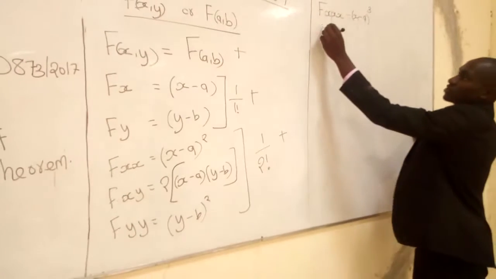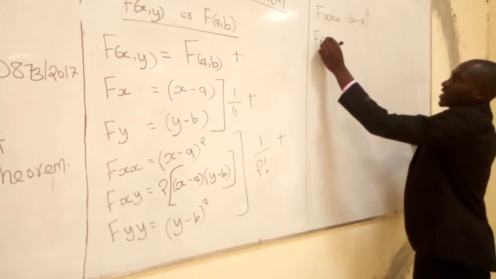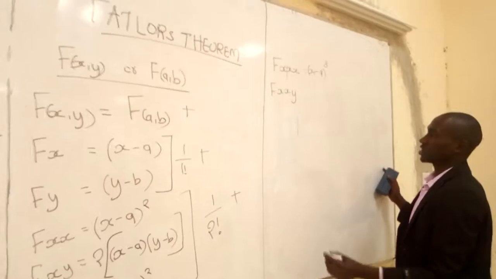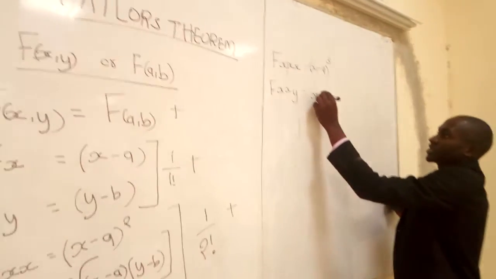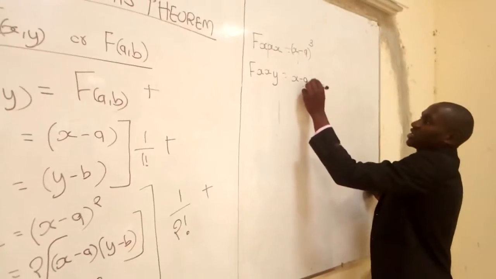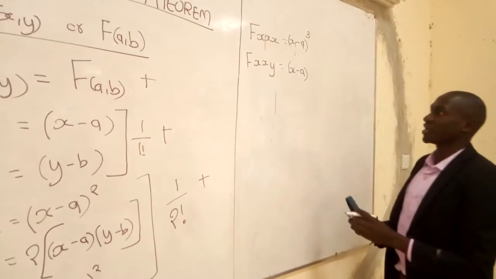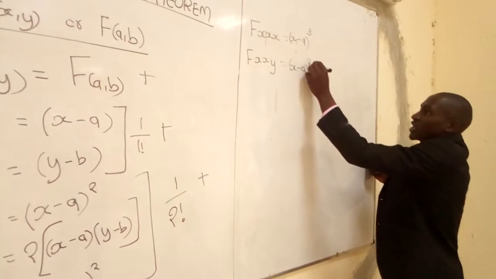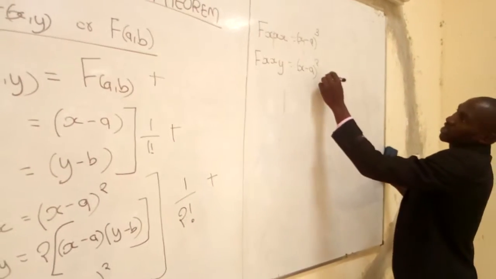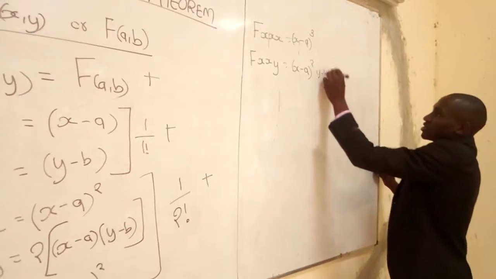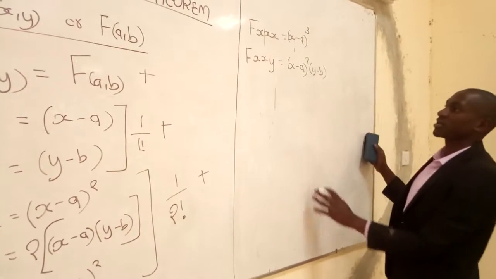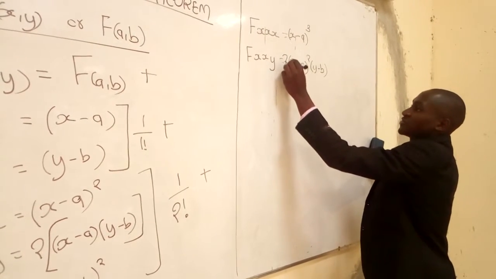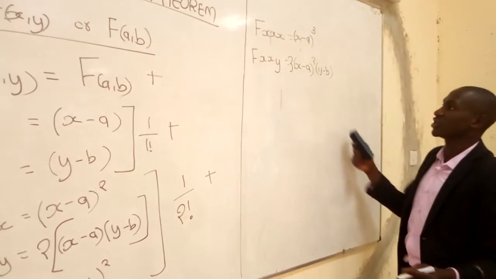Then we move to a function of x, x, and y. This one will be x minus a. How many x's do we have? We have 2 x's. So it will be x minus a squared. And for the y, we have y minus b. And from linear algebra, you realize that when you expand, you shall have 3 here. So you shall have 3 at that point.